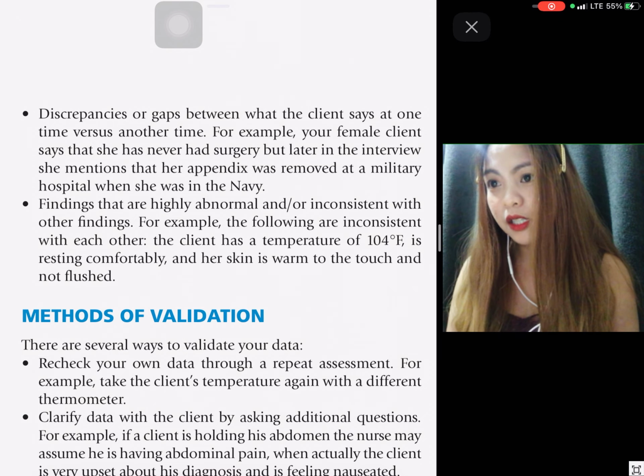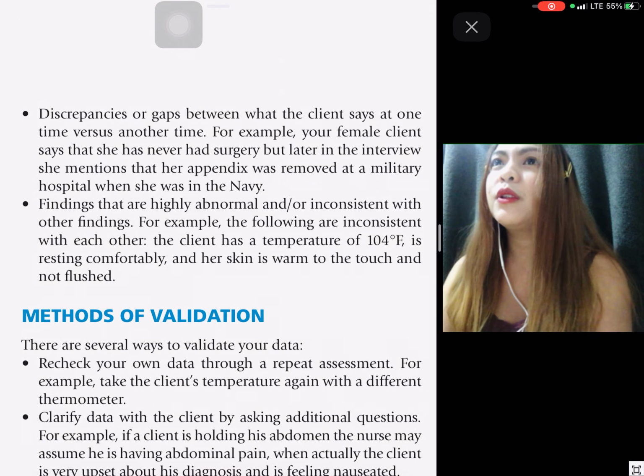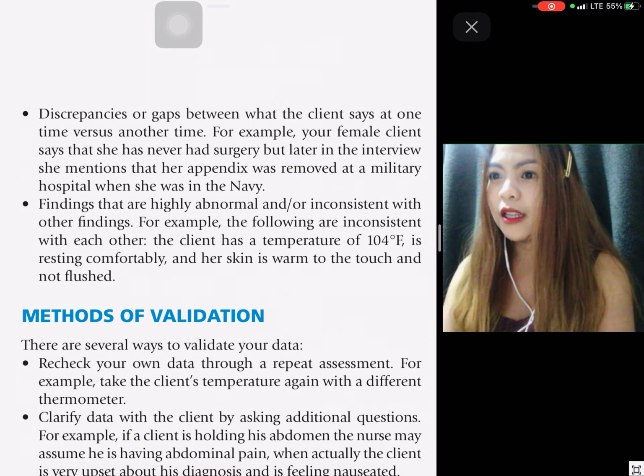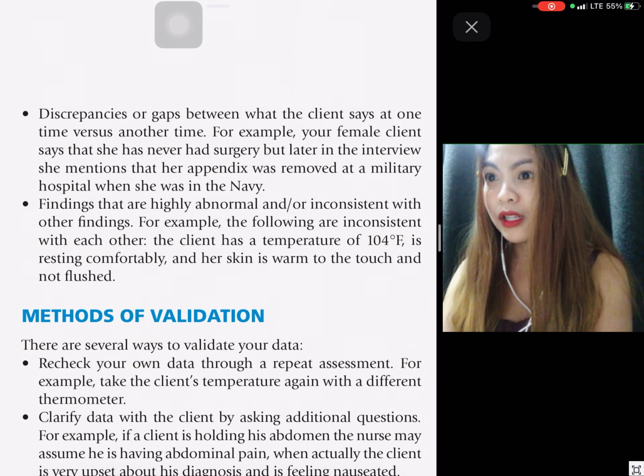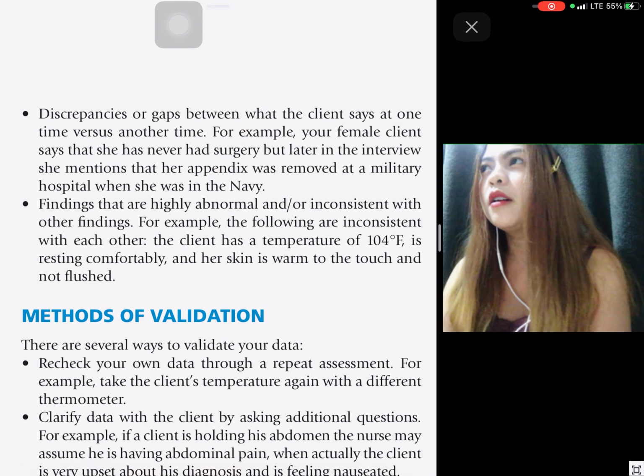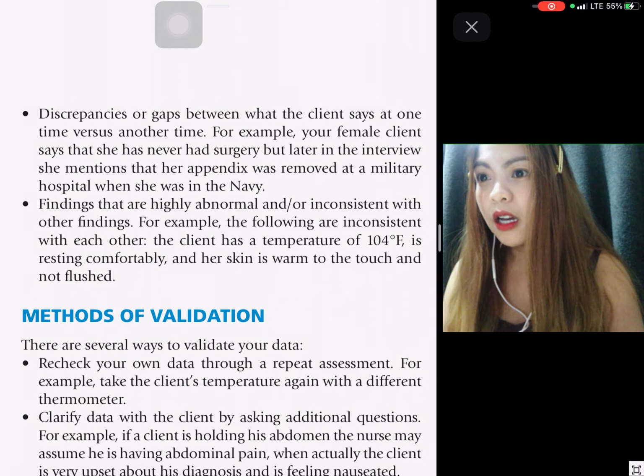I have also had certain clients na ganun din. Nakalimutan nila na meron silang surgery pala. Sa sobrang tagal na kasi, hindi nila naisip, way back 19 kopong-kopong pa, hindi nila nababanggit na, ay, meron pala akong ganitong surgery.